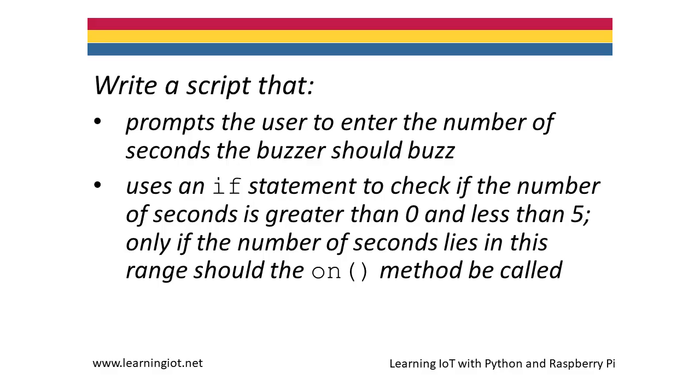We'll next use an if statement to determine whether to turn a buzzer on or not. The script should prompt the user to enter the number of seconds that the buzzer will buzz. The if statement should check if the number of seconds is greater than 0 and less than 5. If it is, then call the on method on the buzzer object and call the sleep function with the number of seconds passed as the argument.